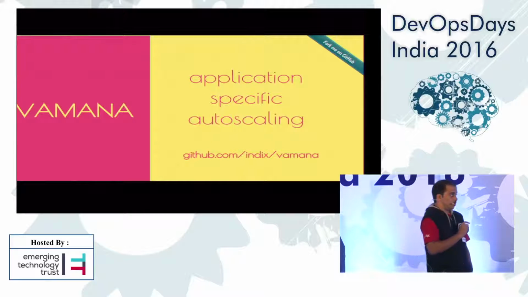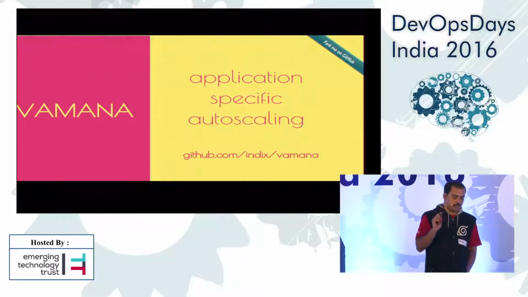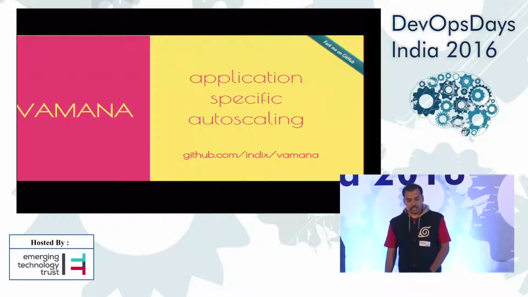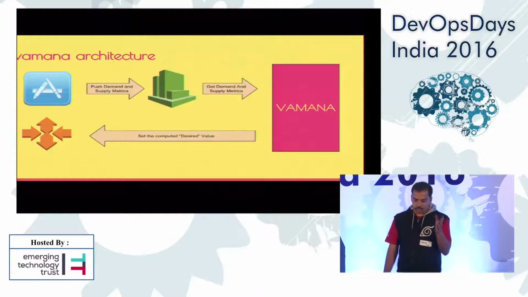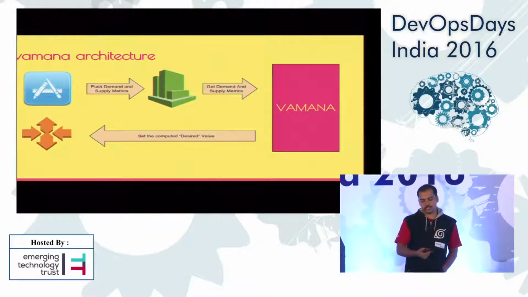So to solve all these problems, we built a tool internally called Vamana, which does application-specific autoscaling. This is a general workflow of Vamana, where you have an application pushing demand and supply metrics. This was one of the revelations when I started working on this.